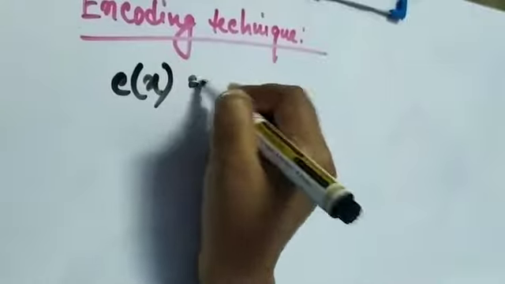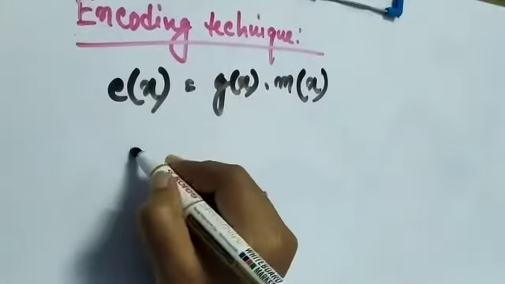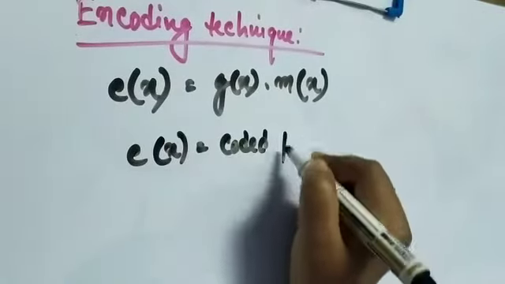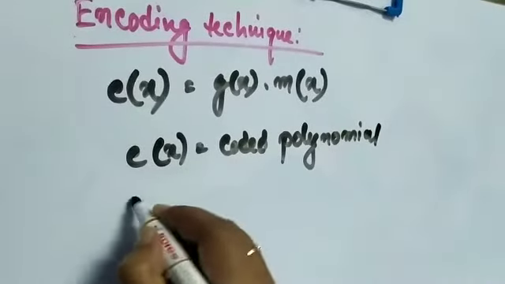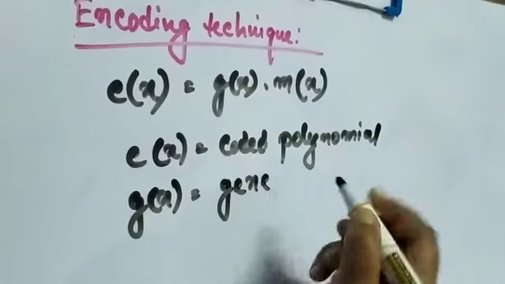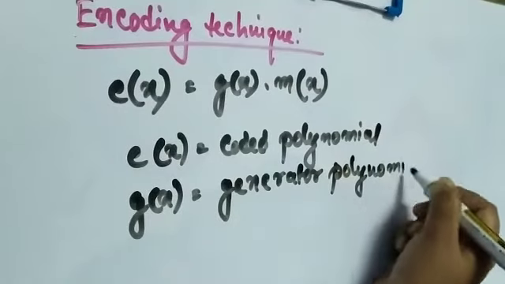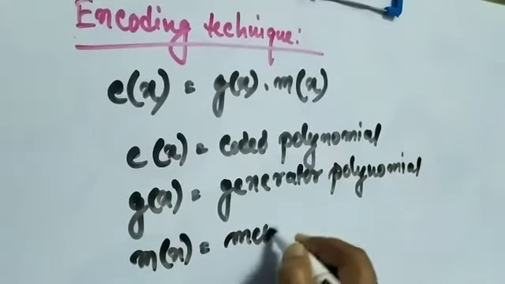The code word for a non-systematic cyclic code will be generated by the following equation: C(x) equals G(x) into M(x), where C(x) is the coded polynomial, and G(x) is the generator polynomial, M(x) is the message polynomial.